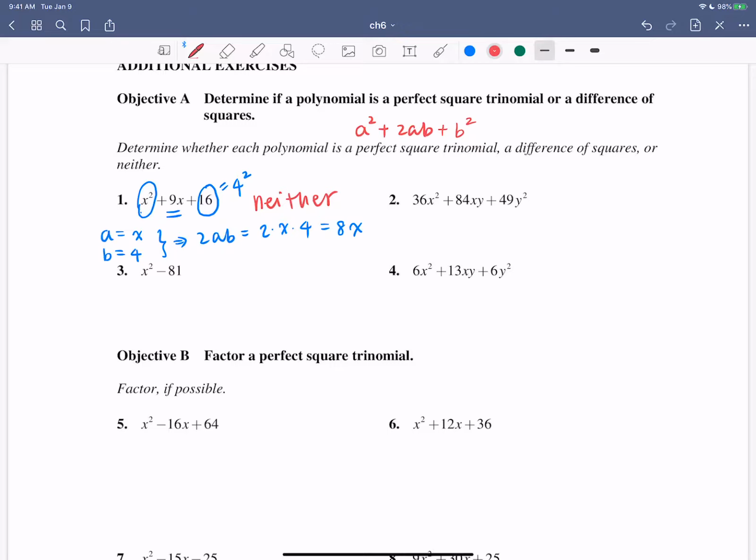Number 3, x squared minus 81. I think this one is pretty easy to see that x squared is a perfect square, 81 is 9 squared. So this one will be a difference of squares.